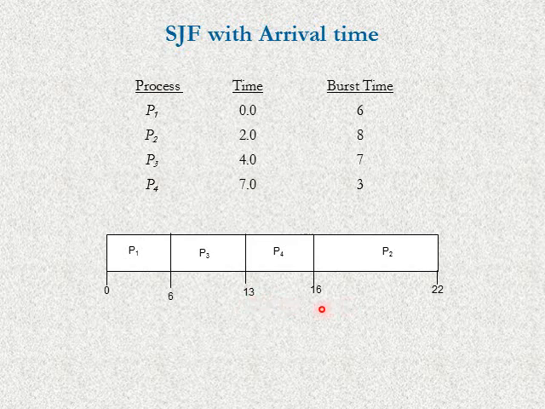Once it comes out at time interval 16, now we have only one process remaining in the ready queue, so it will be given to the processor, and at time interval 22 it should complete its execution. Now in this scenario, through this Gantt chart, you should be able to calculate the waiting time for different processes.